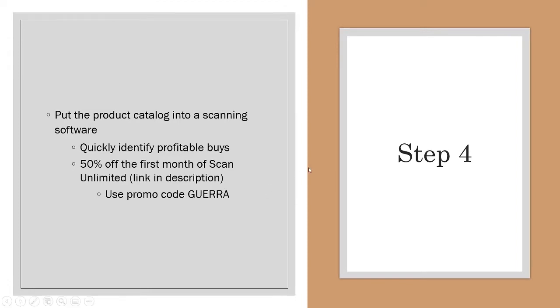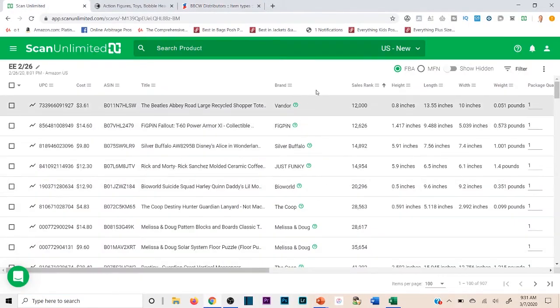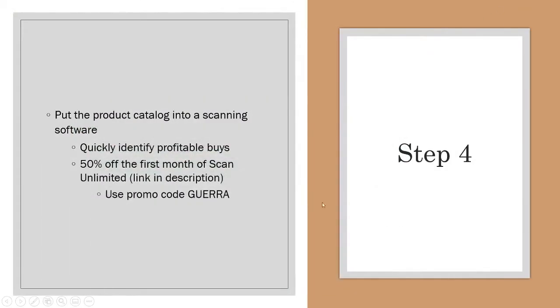So step 4 then is that you want to actually put the product catalog that you get from your wholesale supplier into a scanning software. Now, I use Scan Unlimited. If we look and we pull this up real fast, that's what the tutorial today is going to be on. I'm going to show you how to source through the Scan Unlimited software, how to actually throw the product catalog in there, and all that good stuff.